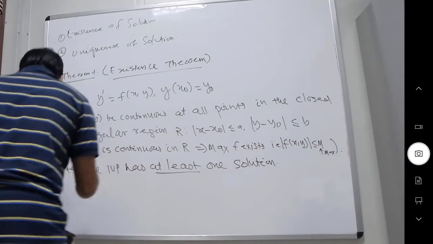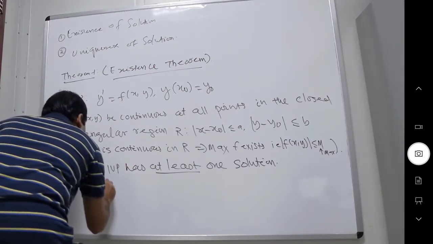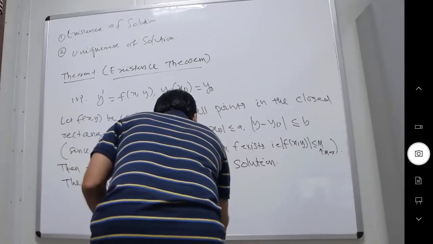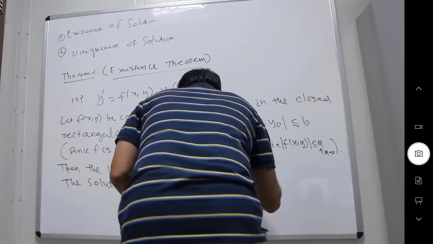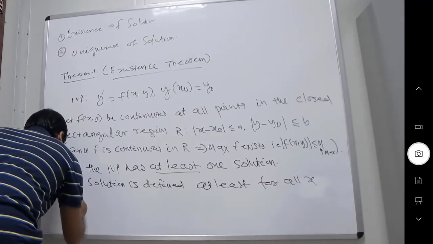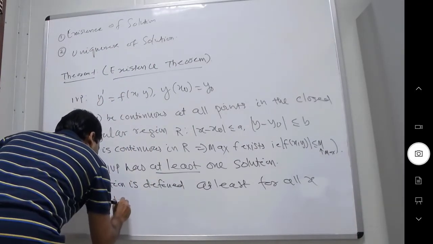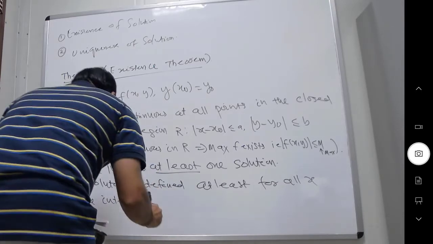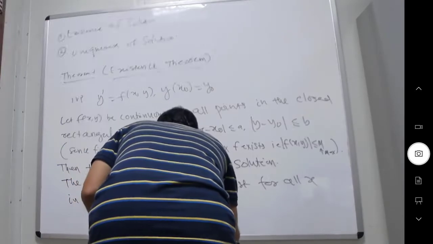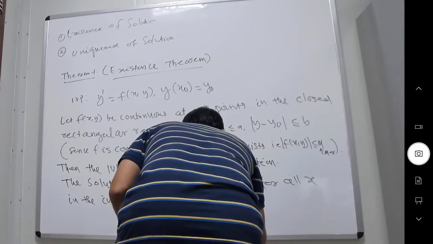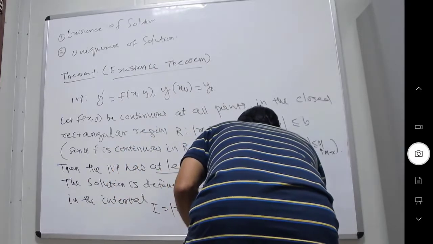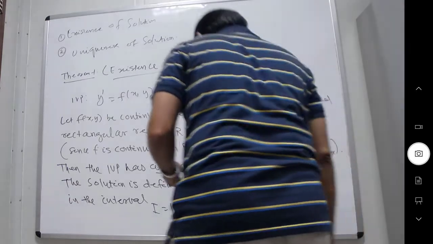Okay, and the solution is defined at least for all x in the interval I, which is mod x minus x naught less than equal to h, where h is the minimum of a comma b by M, where M is the maximum of f.